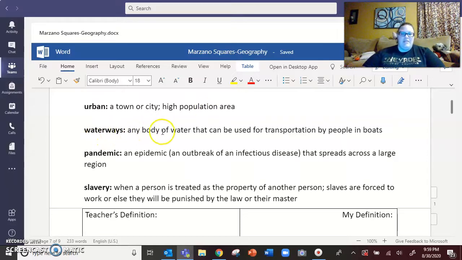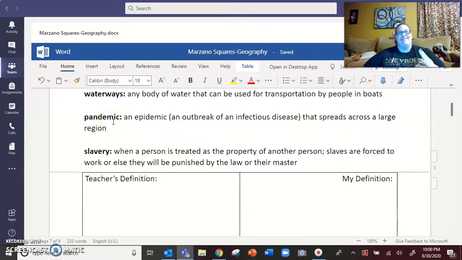Waterways. Any body of water that can be used for transportation by people in boats. So rivers or lakes or oceans. If it gets a good, remember that's a thing that you want to buy, from one place to another over water using a boat, that's considered a waterway.